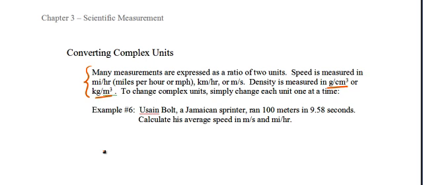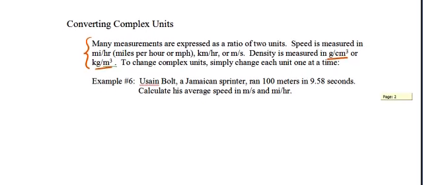So here's your example. We're on example number 6 now. It says that Usain Bolt, the Jamaican sprinter, ran 100 meters in 9.58 seconds. He did that in the last Olympics. Calculate his average speed in meters per second and in miles per hour. So I'm going to go ahead and scroll down just a little bit, give myself a little more room.